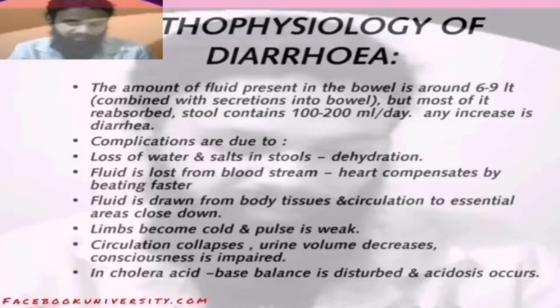Complications are due to loss of water and salts in stools, which is dehydration. Fluid is lost from the bloodstream. The heart compensates by beating faster. This is homeostasis. Fluid is drawn from body tissues, and circulation to non-essential areas is closed down. Limbs become cold and the pulse is weak. Circulation collapses. Urine volume decreases. Consciousness is impaired.